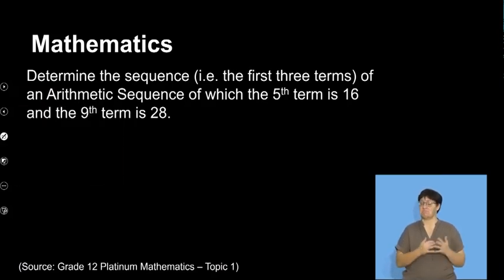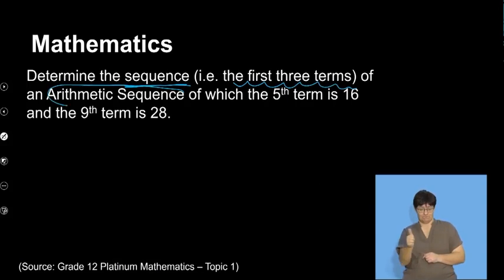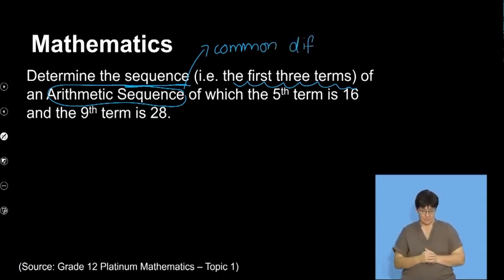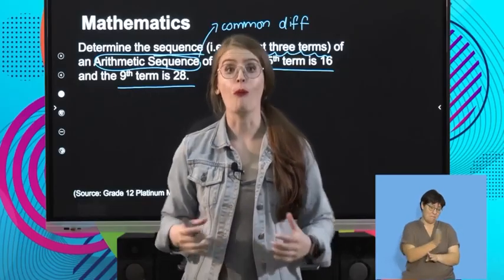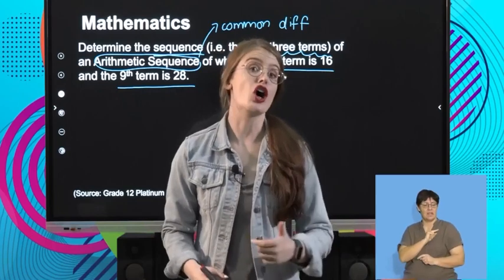So we have been asked to determine the sequence, and when I'm asked for the sequence, that means I'm asked for the first three terms of the arithmetic sequence. Arithmetic sequence means that I know that I have a common difference. We are told that the fifth term is 16 and that the ninth term is 28. This one is slightly different to what I've done in the past. Why? Because A and D are not obvious.